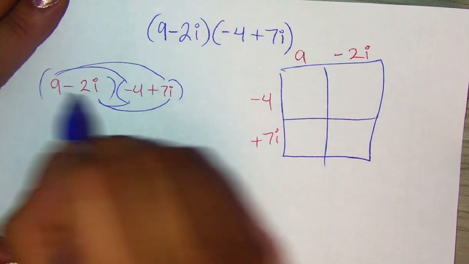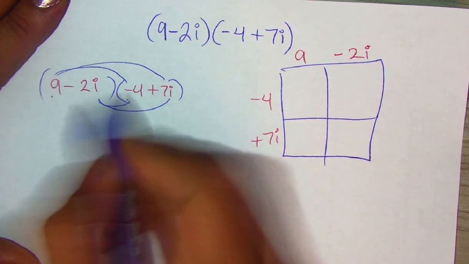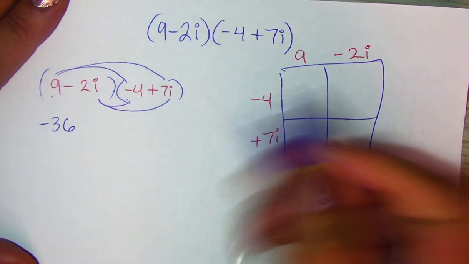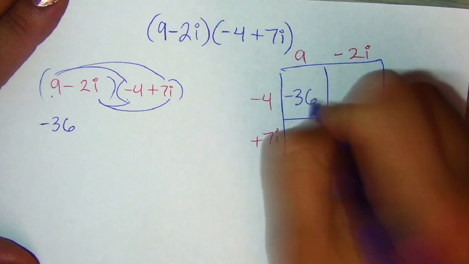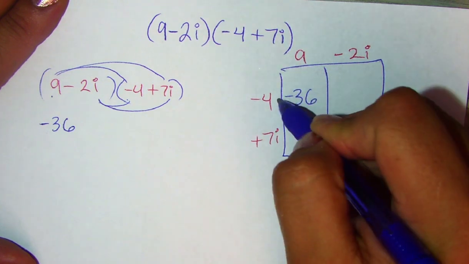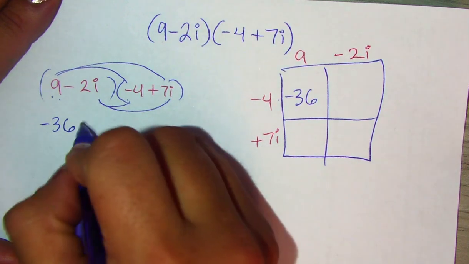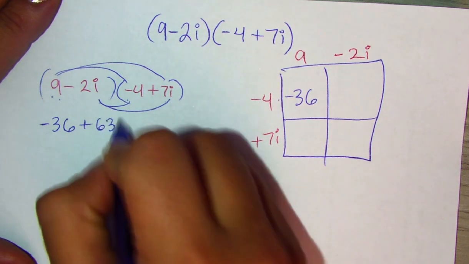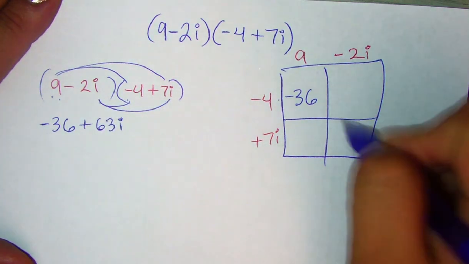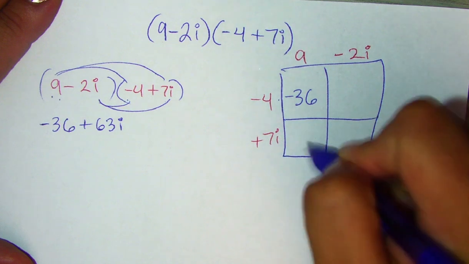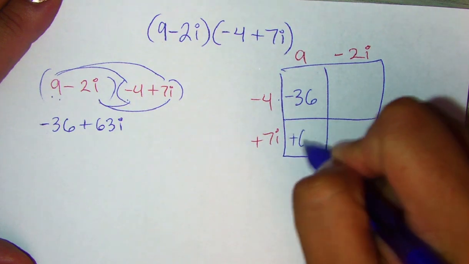So the first thing we're going to do is multiply 9 times negative 4, which gives you negative 36. And we're going to put that negative 36 right here, 9 times negative 4. Then we have 9 times 7i, which will give you 63i. On this square, we're going to have 9 times 7i right here, so we're going to write positive 63i.